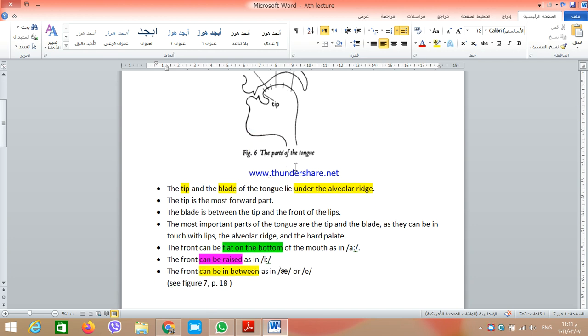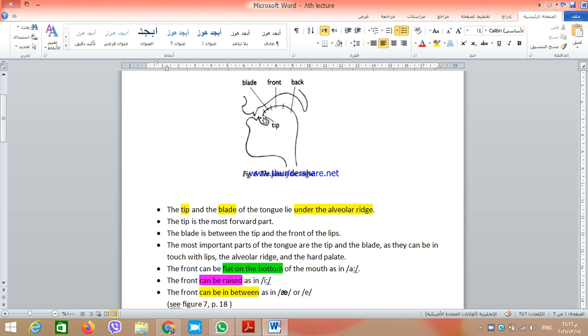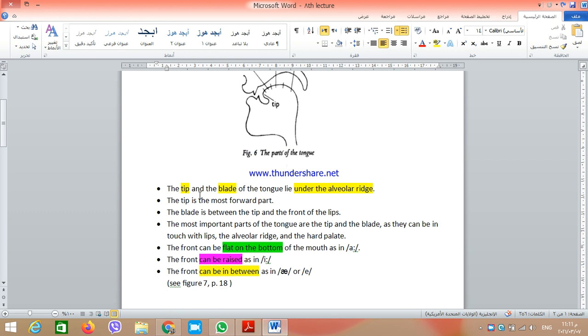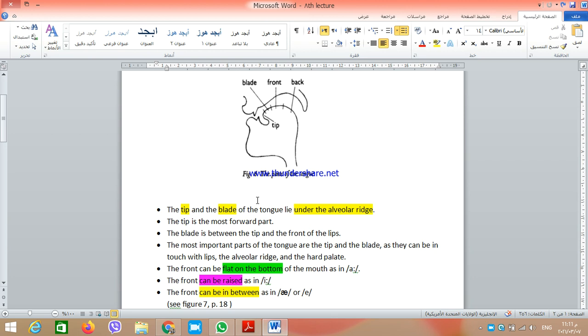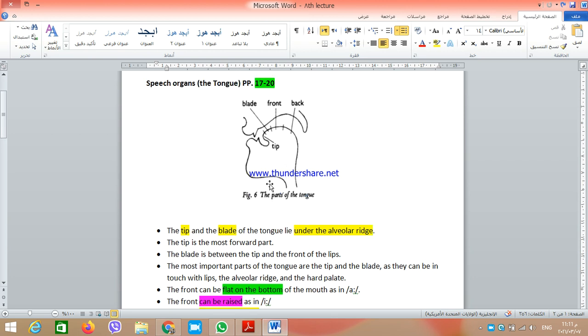okay? So the tip is the most forward part of the tongue. It is that part that can move forward to be in touch with the teeth and the lips. Okay? The blade is between the tip and the front. This is the tip, this is the front, this is the blade. It is between the tip and the front. The most important parts of the tongue are the tip and the blade.